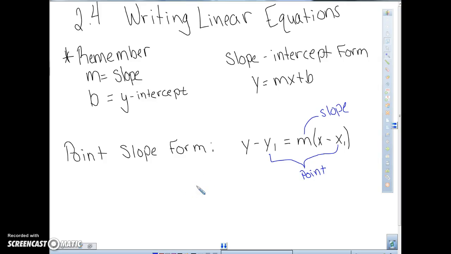This is Algebra 2, 2.4, writing linear equations. Remember from Algebra 1 that m is slope, b is y-intercept, and that slope-intercept form is y equals mx plus b. We also have point-slope form, and the formula is there where x1 and y1 are points on a graph, so it would be like your xy point, your coordinate, and m is the slope, and you can plug those in and solve for y as well on that one.